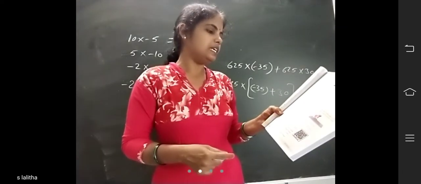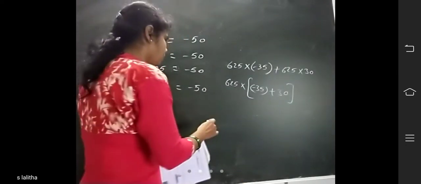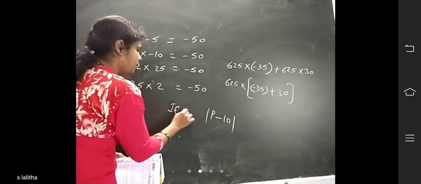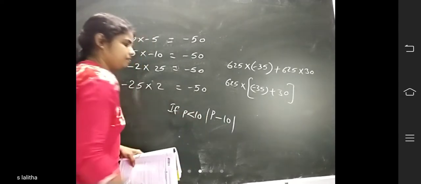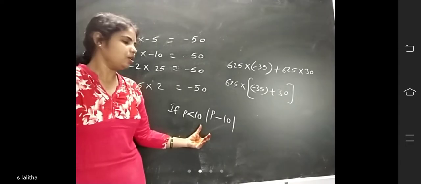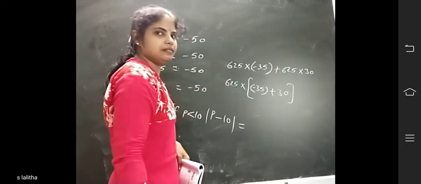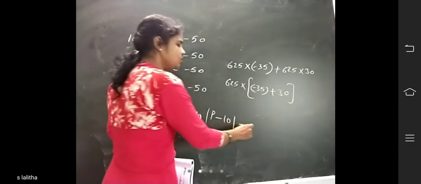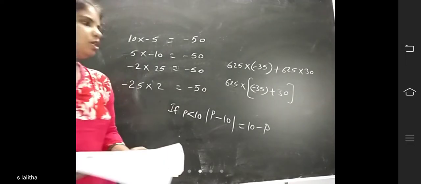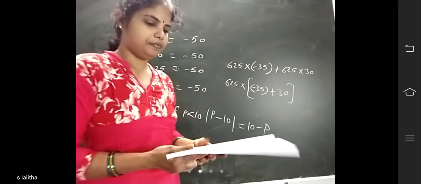Next, fifth one. If P is less than 10, then modulus of P minus 10, how to write? If P is less than 10, I told P is less than 10. Okay. So how can you write the modulus of P minus 10? P is less than 10 means you should write first 10 minus P like this. Okay. The modulus value of P minus 10 is 10 minus P.